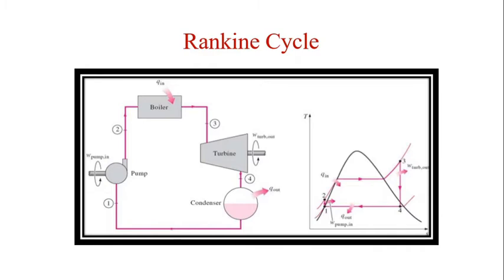Process 2 to 3: the high pressure liquid enters a boiler where it is heated at constant pressure by an external heat source to become a dry saturated vapor. Process 3 to 4: the dry saturated vapor expands through a turbine generating power. This decreases the temperature and pressure of the vapor. Process 4 to 1: the wet vapor then enters a condenser where it is condensed at a constant temperature to become a saturated liquid.